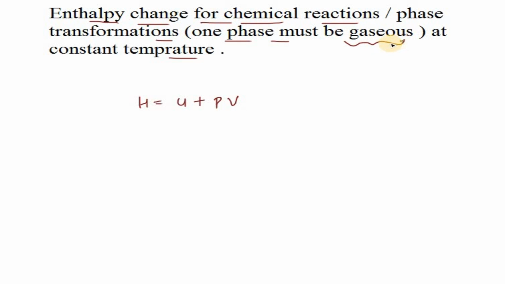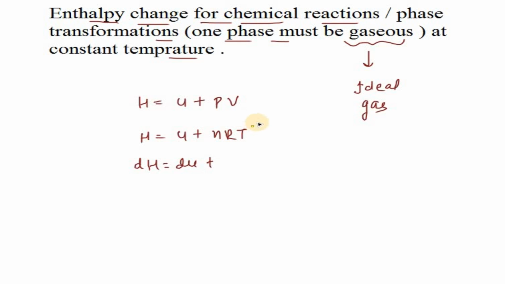So since we are considering gaseous phase, one phase must be gaseous, so we can use the ideal situation here. We are assuming the ideal gas situation here. So we could write PV equals nRT also. So H equals U plus nRT. Now we try to differentiate it on both sides, then it becomes dH equals dU plus, and we know the temperature is constant over here and R, the universal gas constant, is constant, so n must be changing over here, so it is RT dn.